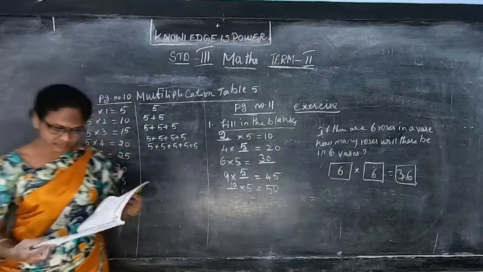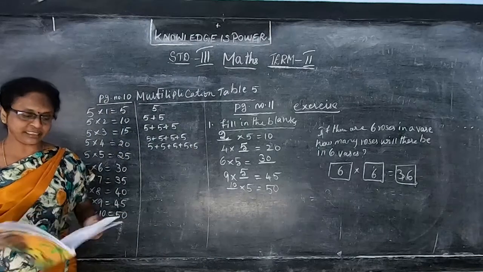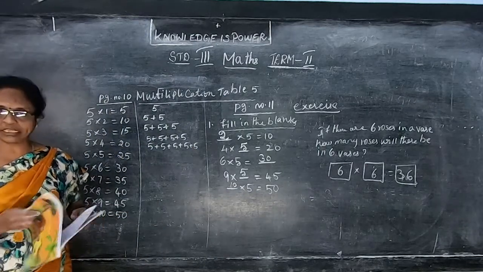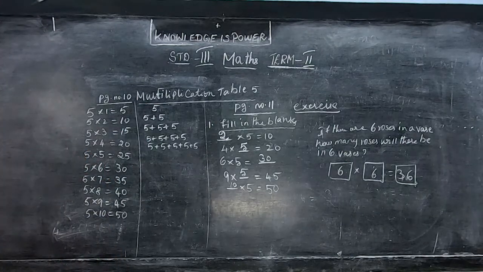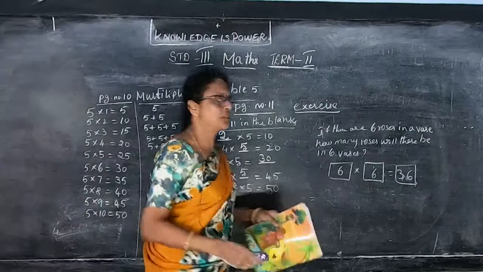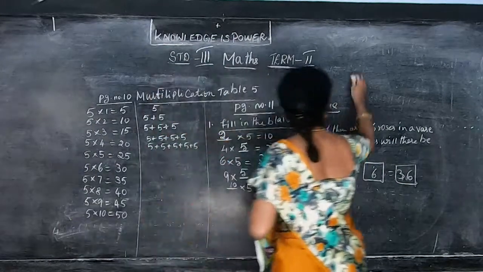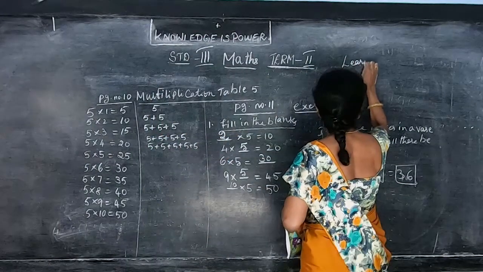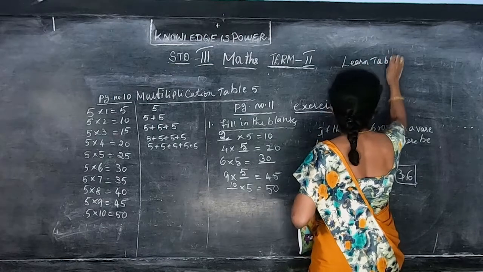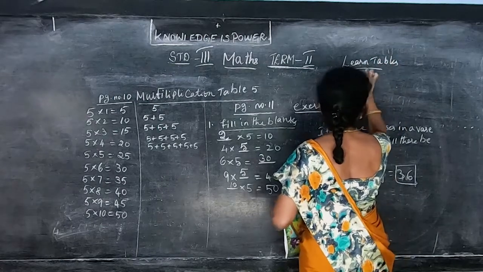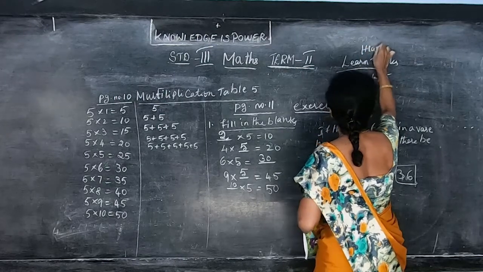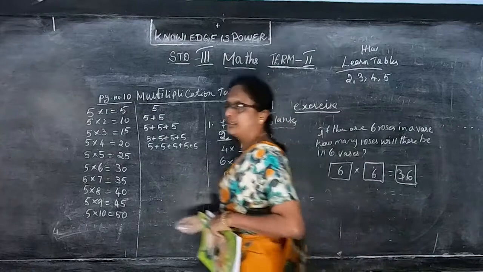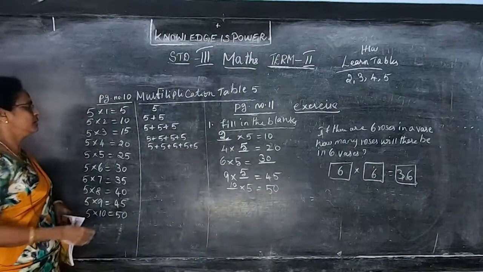After this, then we have to learn the 10 tables and then lattice multiplication we have to see. Okay, children. So learn the tables. What all I give. So learn tables 2, 3, 4, and 5. This is the homework for you. Okay. Memorize this and complete this fully, children. Thank you.